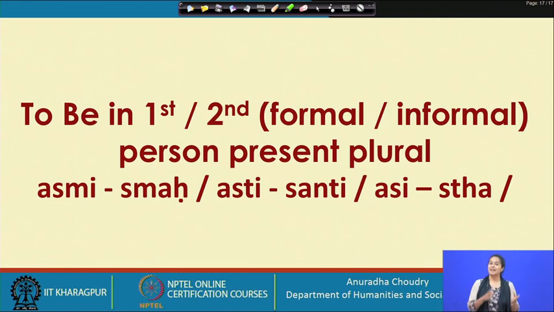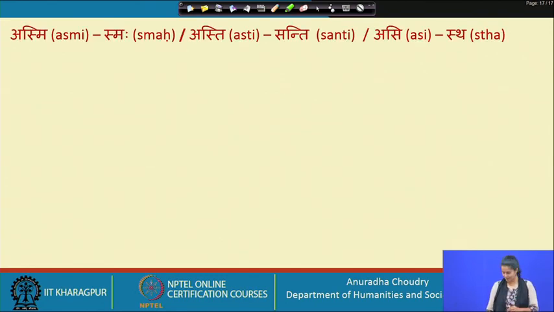And then the second person informal, which is tvam, will be tvam asi, and that in the plural is yuyam. So yuyam takes the verb asti in the form of stha. So yuyam stha, tvam asi, yuyam stha. Now let's look at a few examples.